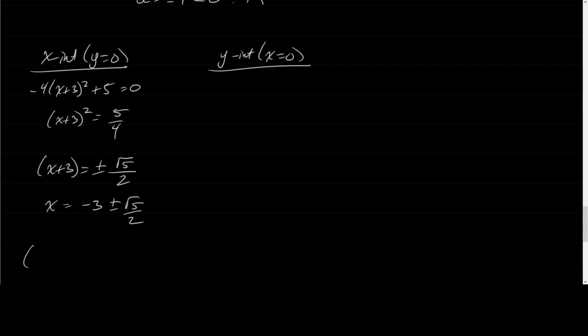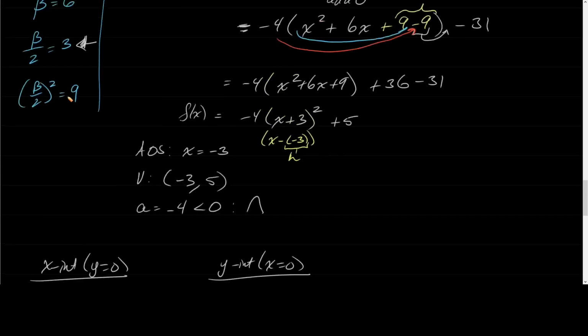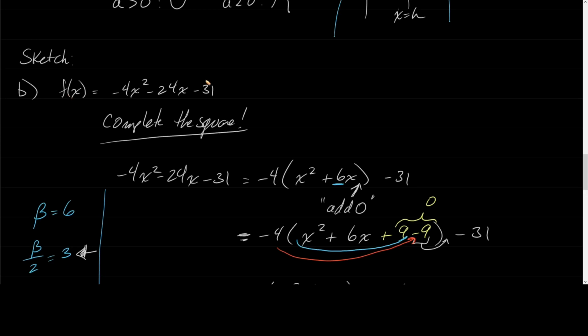So what this gives me is 2 points. -3 minus radical 5 halves, comma 0, and -3 plus radical 5 halves, comma 0, right? Those are my two x-intercepts. Now for the y-intercept, that's when x equals 0. For that, I like to go off with the original statement because it's just less calculation.